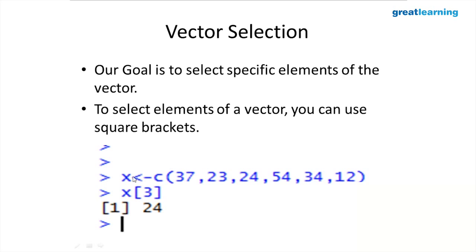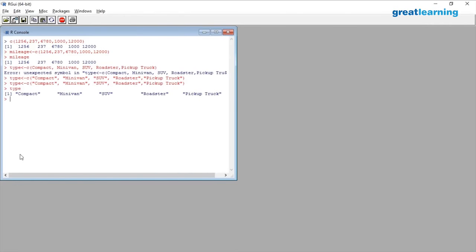If you see this, I've created a vector x combining 37, 23, 24, 54, 34, 12. Now if I want to see the third element of this vector, I know that is 24. If I put x[3], it will give me 24. So let's see in the console. Let's assume I have mileage. I've already created mileage and I want to see the mileage for the third car. You see 6780. This is how I extract from vectors.